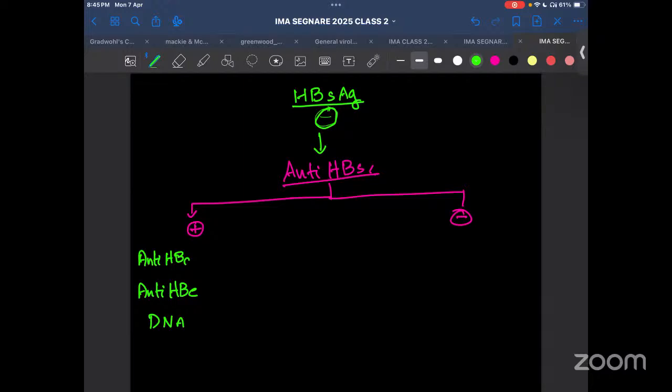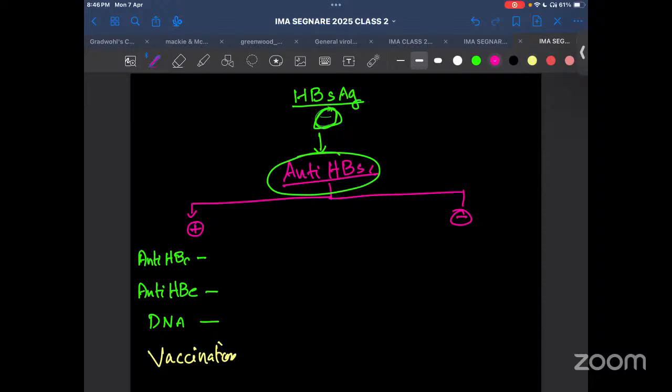So HBsAg negative, anti-HBs antibody positive, we look for anti-HBc antibody. And if it is negative, anti-HBe is negative, DNA is negative, only anti-HBs is present. This is vaccination. The patient has been previously vaccinated. That is the only thing. There is no infection going on.